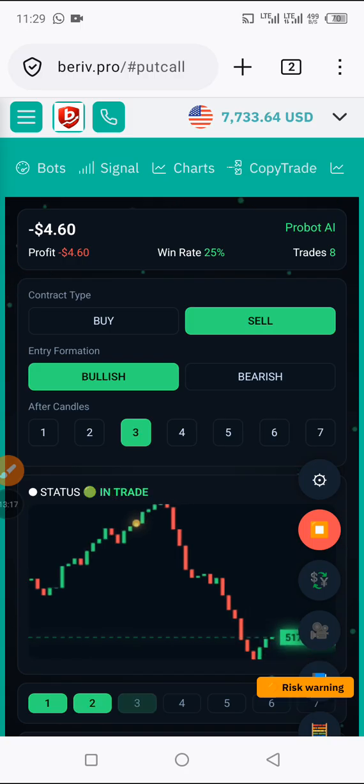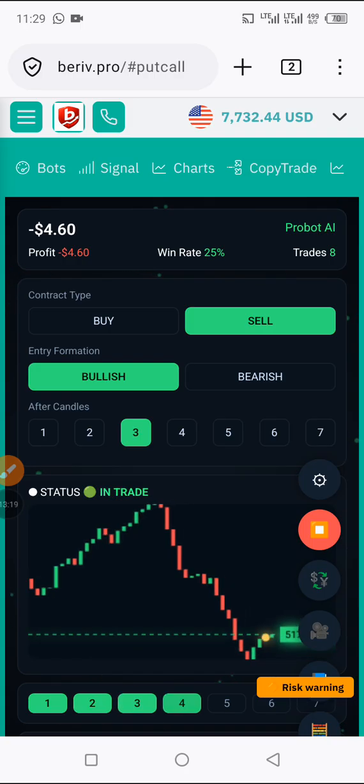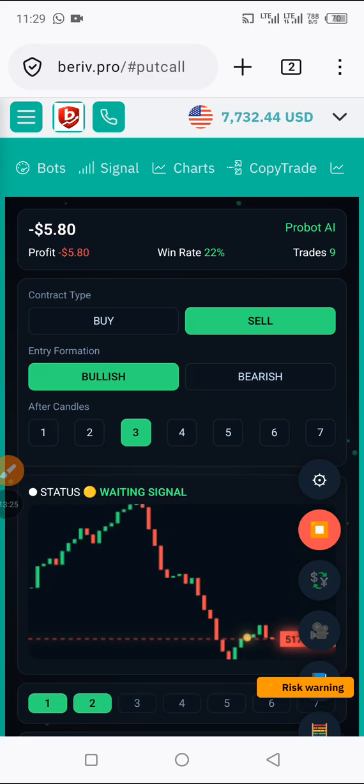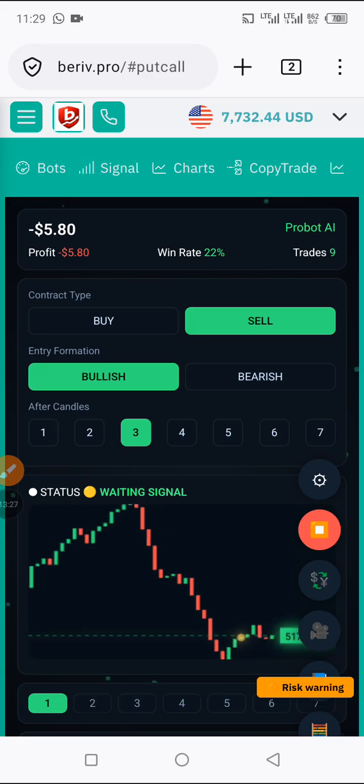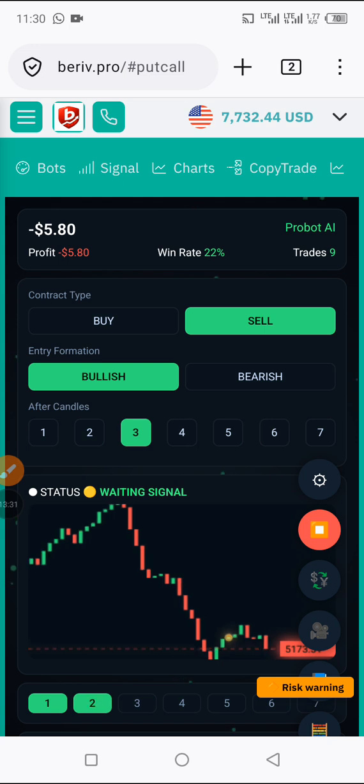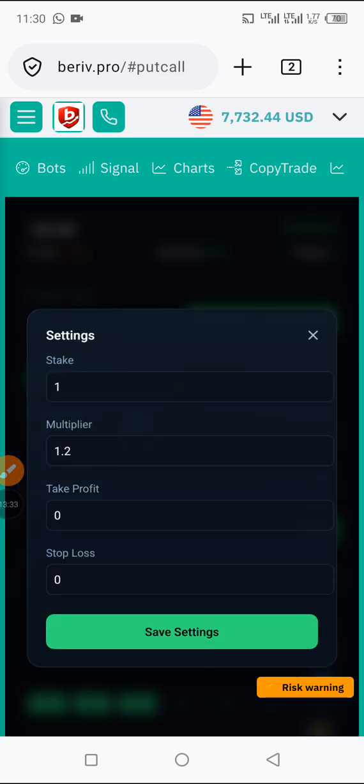There's also an icon that takes you to a tutorial if you want to watch the tutorial on how this bot works. Okay, so you can also stop the bot and then change the settings if you want to change.